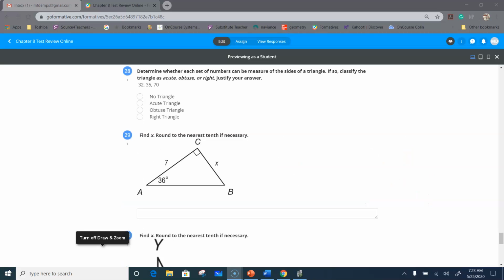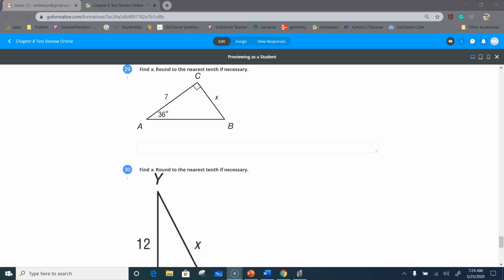Okay, so before I do too much work on this one, I look and see 32 plus 35. That is 67. And they're telling me the third side is 70. So since 67 is less than 70, this is no triangle.